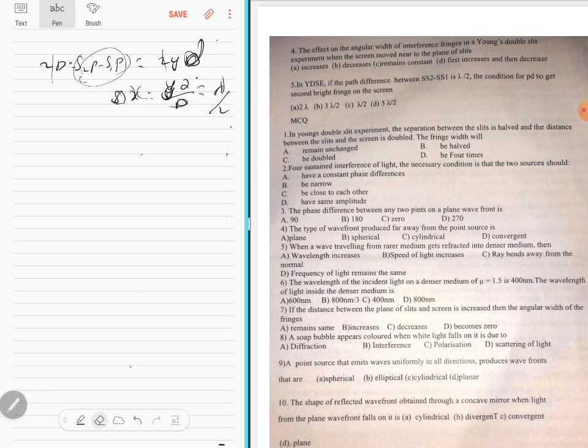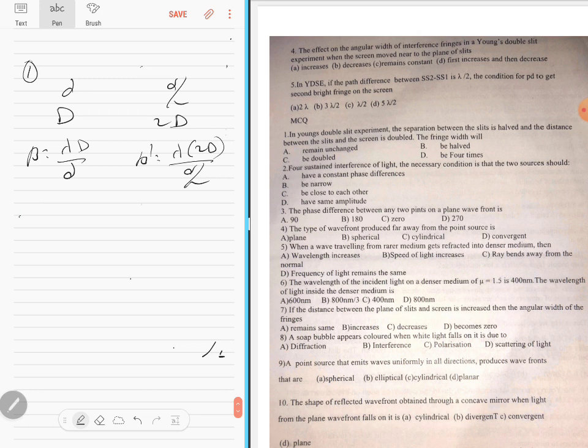So let's go to the first question, the next paper, MCQ. In Young's double slit experiment, the separation between the slits is halved, so d is becoming d by 2, and the distance between the slit and screen is doubled, so capital D is becoming 2D. The original fringe width is lambda into capital D by small d. Beta dash is lambda into 2D by d by 2, so it's becoming 4 times.